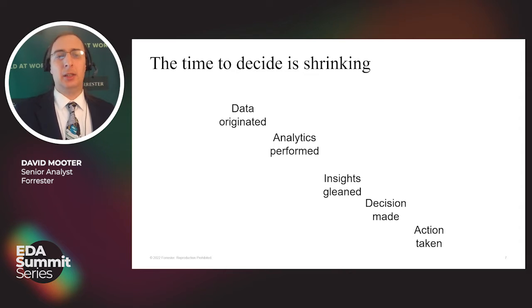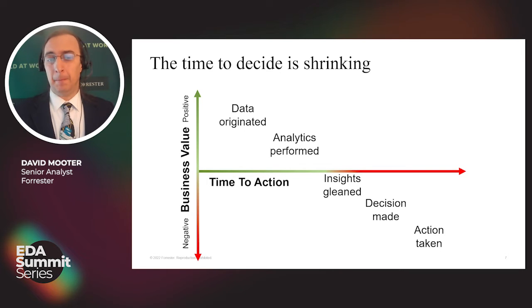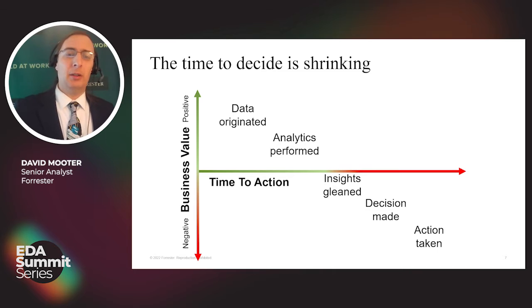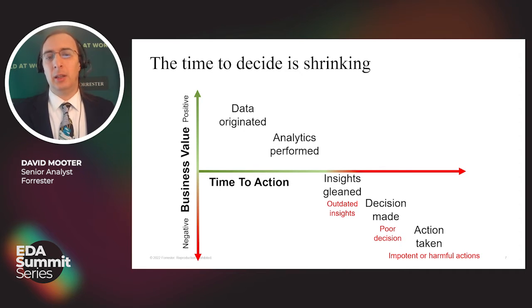Data is useless if you don't use it to take action. The path is that data is originated, you perform your analytics, you gain insights, you make a decision, and you take action. But the time between when the data is created and when you want to make a decision and take action, that is shrinking. The nightly batch cycle is too long in many cases. In fact, you may need to take action within less than a second. And if you aren't taking action in the appropriate time window, you have outdated insights, poor decisions result, and impotent, if not harmful, actions. So real-time data is key. Event-driven architecture is an important component of real-time data integration.